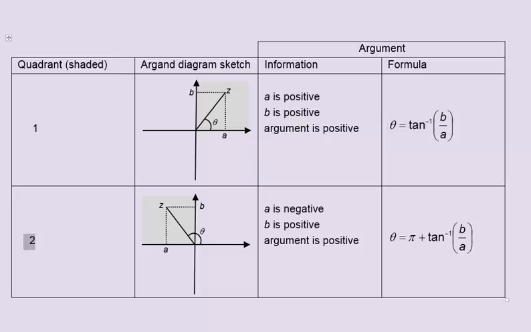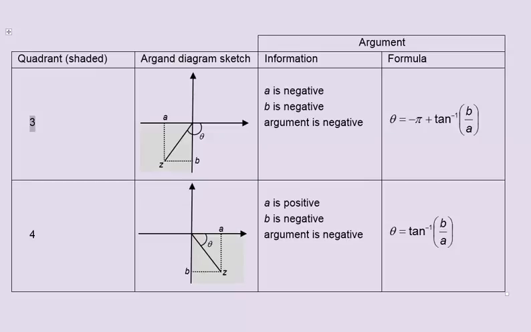For quadrant 2, with an Argand diagram sketch like this, the real part of the complex number a is negative, the imaginary part of the complex number b is positive, the argument is positive. You can use the formula theta equals pi plus the inverse tan of b over a to calculate the argument.